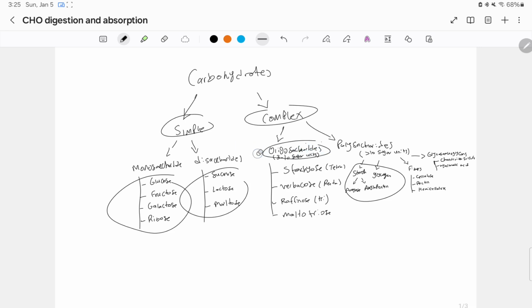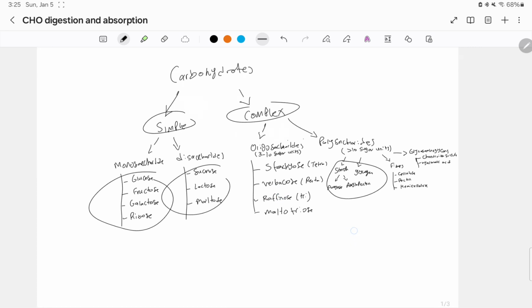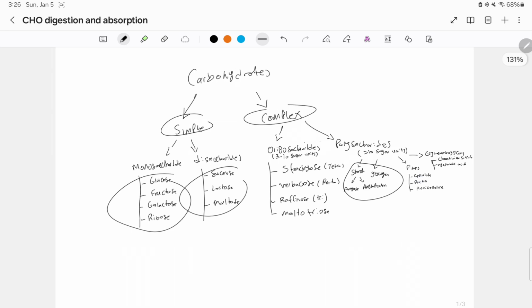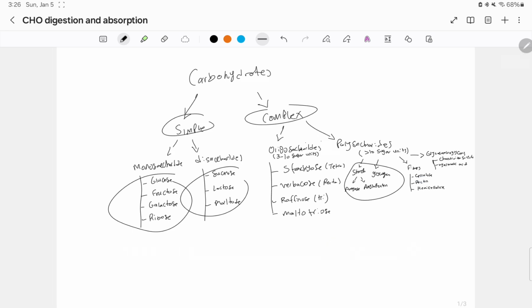So these oligosaccharides, by the way, it's important to mention that things like stachyose, verbascose, and raffinose cannot be digested by human enzymes. But in the gut microbiome, we have bacteria that can actually digest these. These oligosaccharides are usually present in things like beans, peas, and bran, and once they're digested by the colon bacteria, they can cause flatulence. So these three.